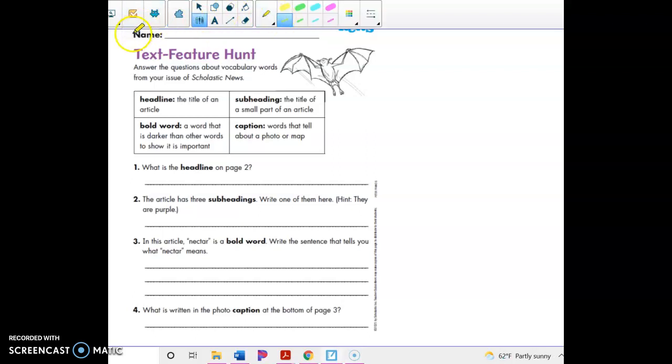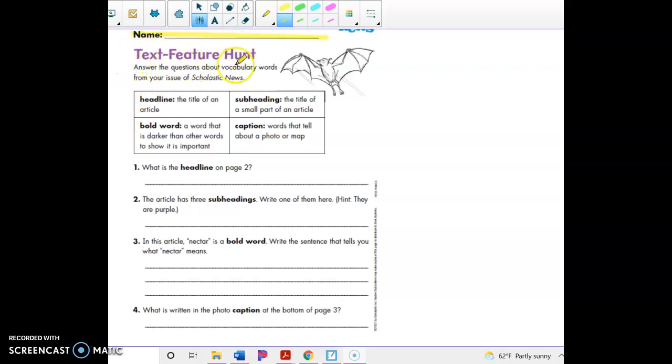Boys and girls, you're going to write your first name, your last name, and date on this top line. And you need your Scholastic News article to help you complete it. If you do not have your Scholastic News, please go get it because you will need it to answer the questions. We're going to go on a text feature hunt.